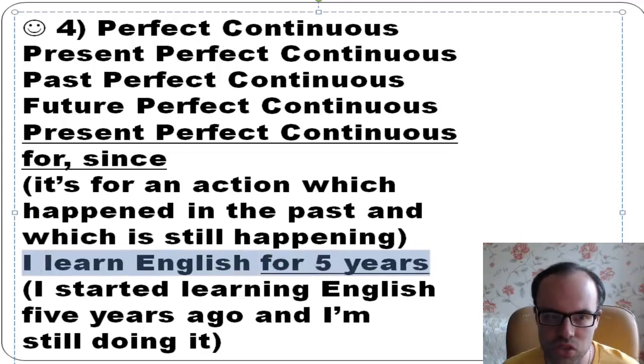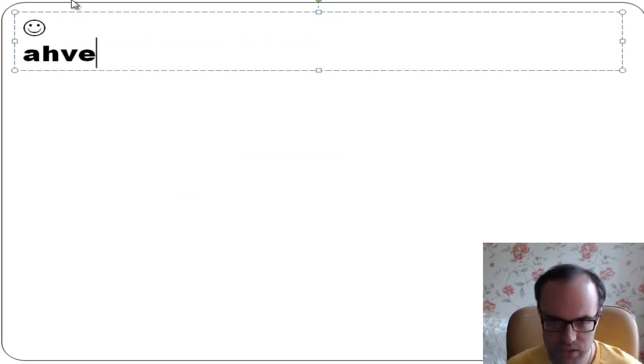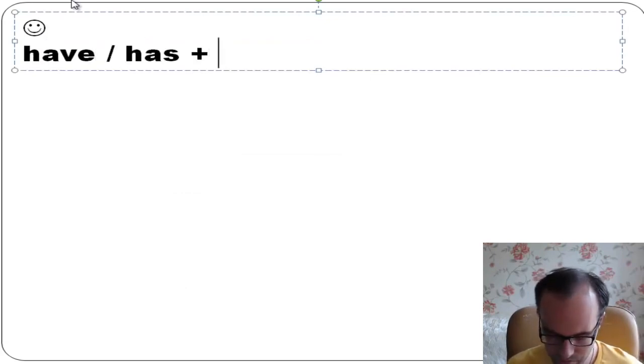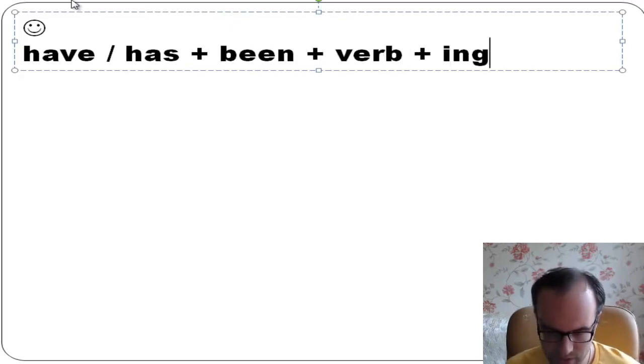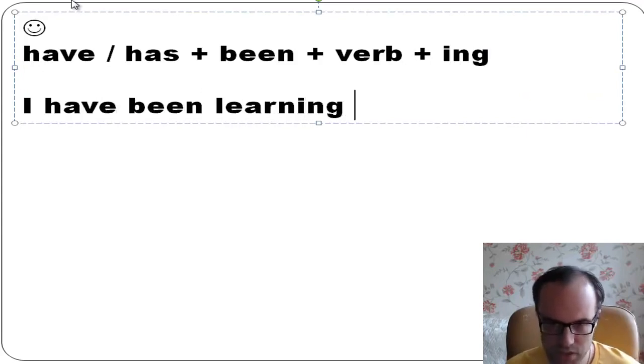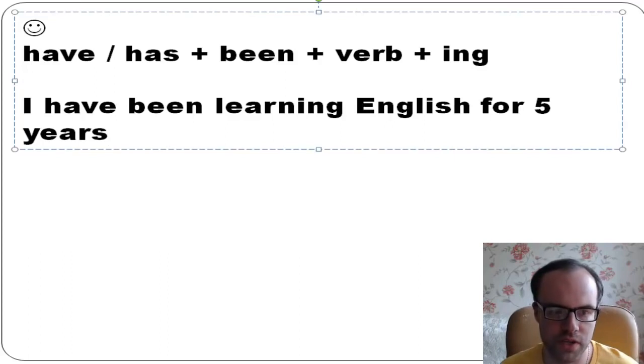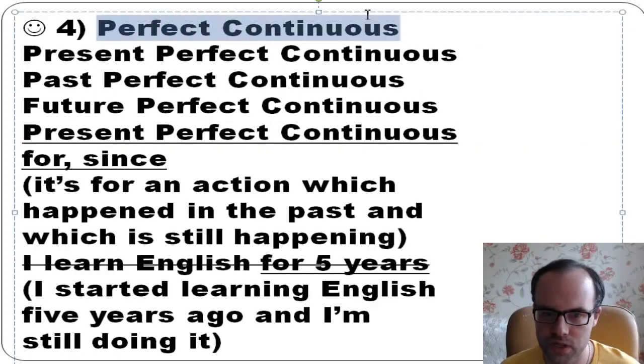But how to form it? Okay, so it's have or has plus been plus verb plus ing. So I have been learning English. I have been learning English for 5 years. I've been learning English for 5 years.